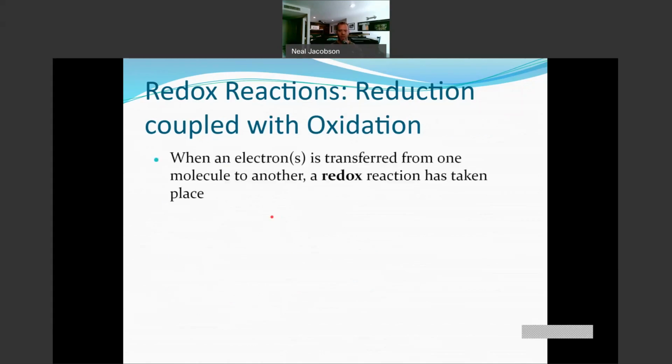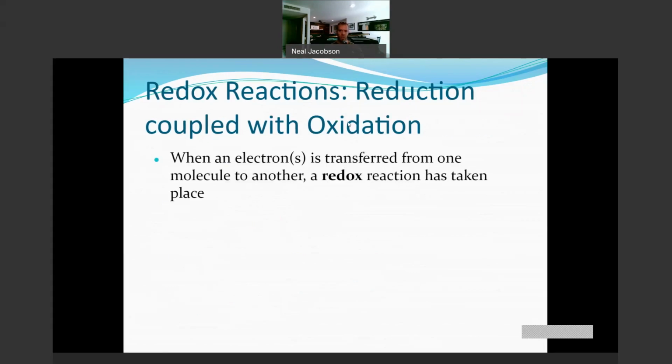When we're doing reactions in the cell, oftentimes we have what we call a redox reaction, right? So we have a reduction and an oxidation happening at the same time, okay? So a redox reaction is when you take an electron from one molecule and you transfer it to another molecule. And so anytime that electrons are exchanged from one molecule to another, right?